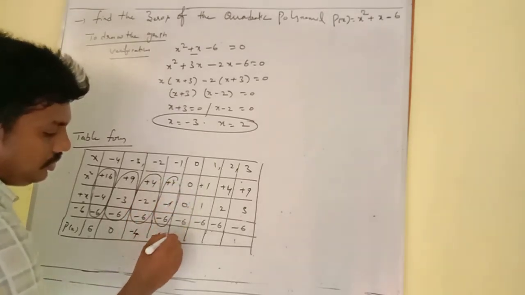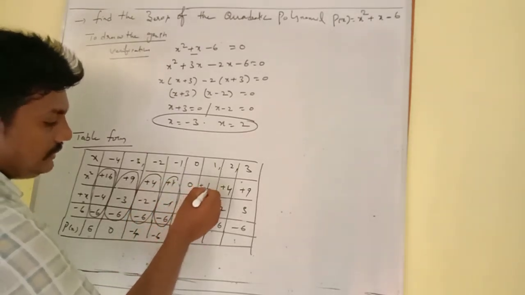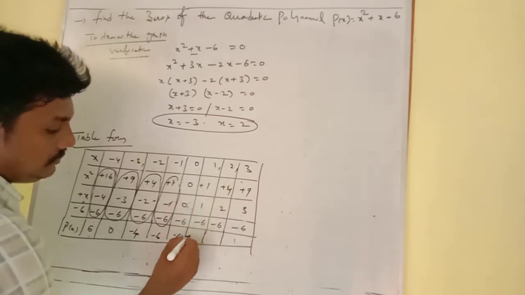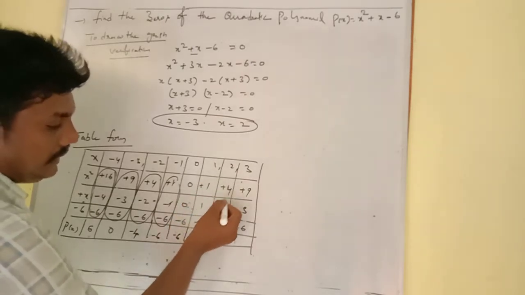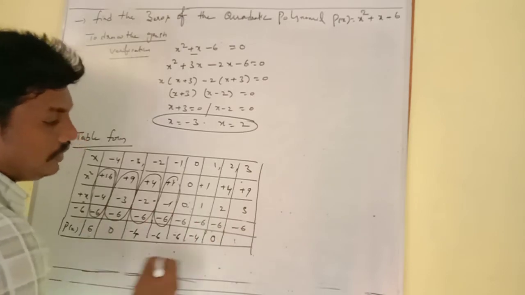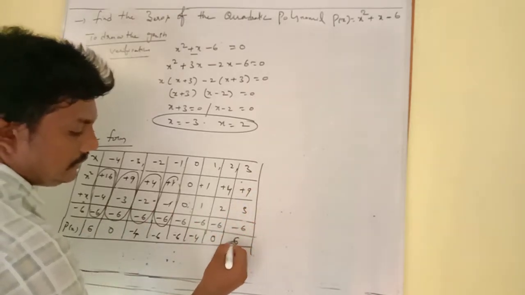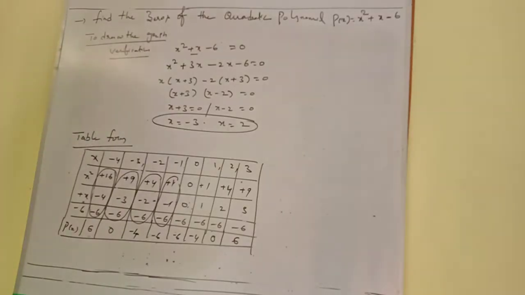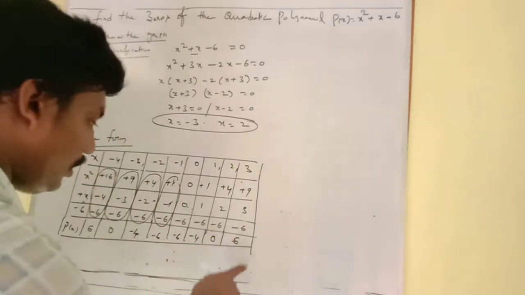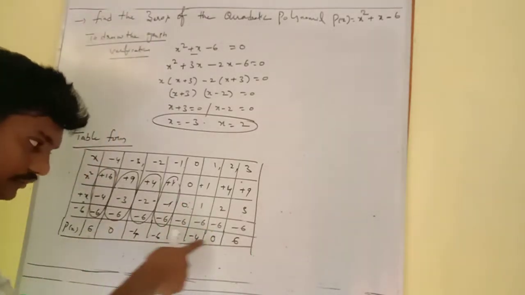This is also 0, 0, minus 6. So this is how much? Plus this is minus 4. So this is again plus 6 and this is 0. Now plus 9 plus 3 is 12, minus 6, this is 6. These are the values. Now these given values are values of the polynomial.